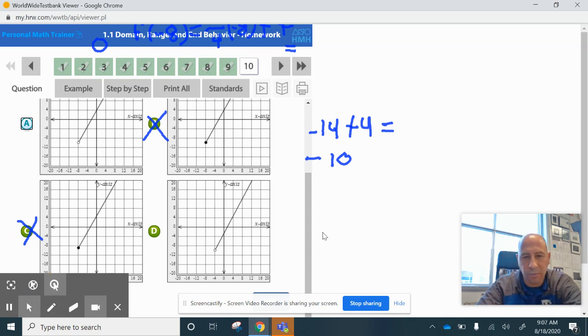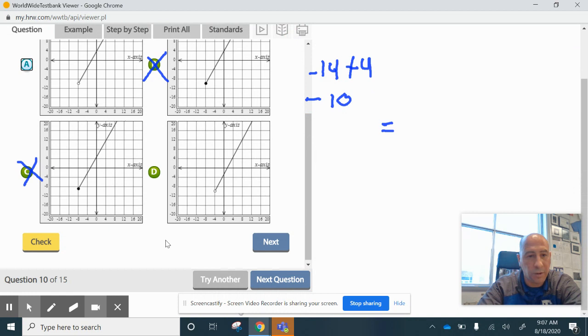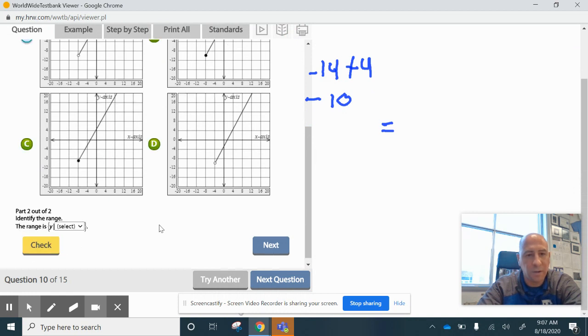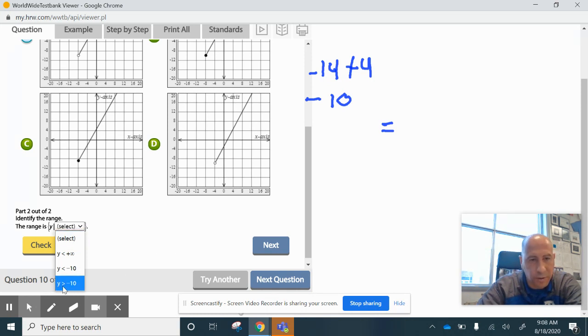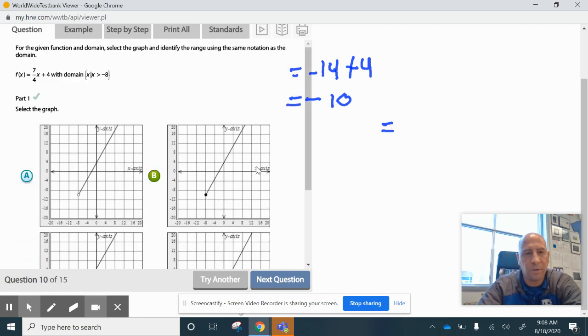Oh, I bet you there is another. No, that's it. So let's check. Oh, now it wants the range. That's correct. So range is going from -10 to infinity. So y is greater than -10. They finally wrote it correctly. Check. All right, those are correct. Let me erase those.